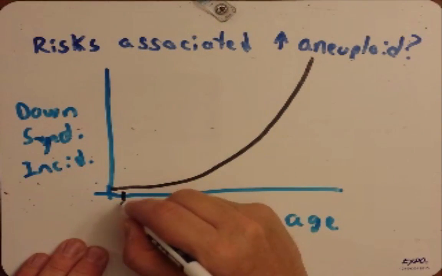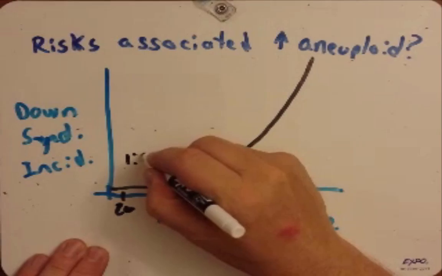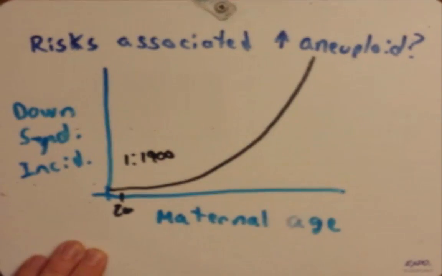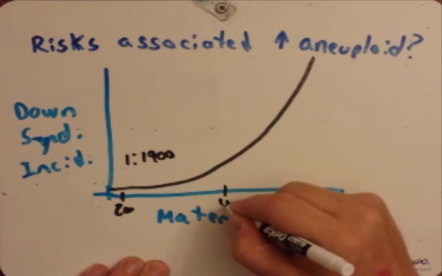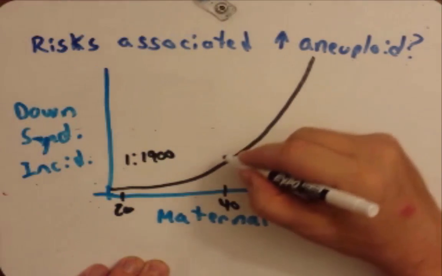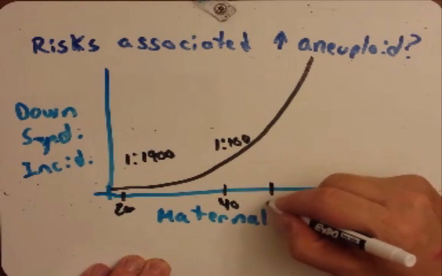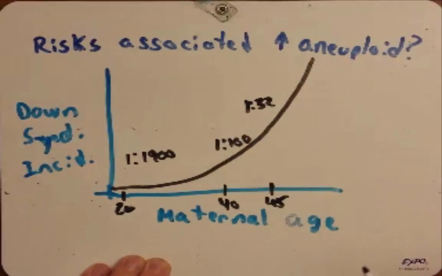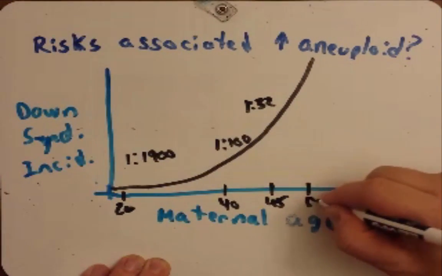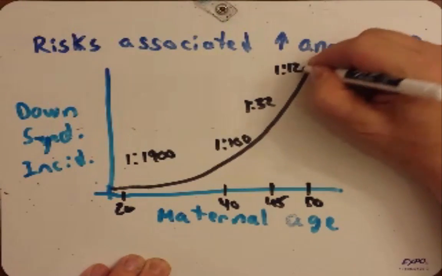We know at about age 20, there's like a 1 in 1900 chance. At age 40, that goes up quite a bit to about 1 in 100. At age 45, it's about 1 in 32 chances. And by age 50, that number goes way up to about 1 in 12.